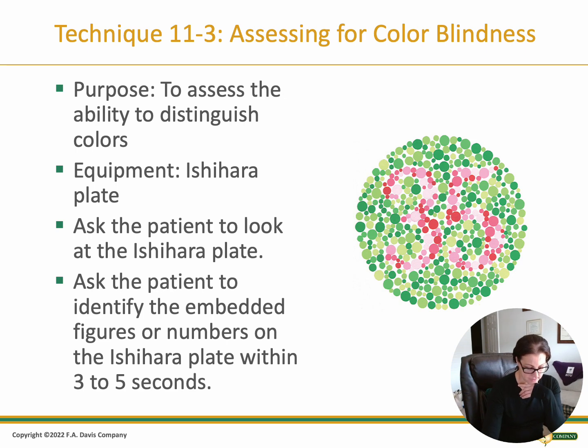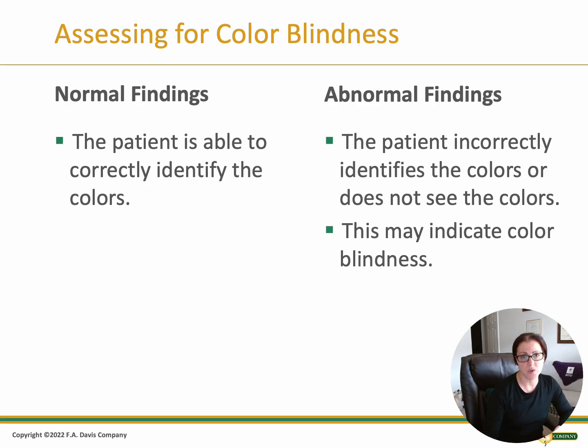Assessing for color blindness. This is to distinguish the ability to distinguish colors. And that is an example of a tool that can be used to determine this. If you are colorblind, you are not able to distinguish that there's a 35 in the middle, with the red 3 surrounded by the green dots. Patients who are unable to identify the colors or don't see the colors green or red can indicate color blindness.